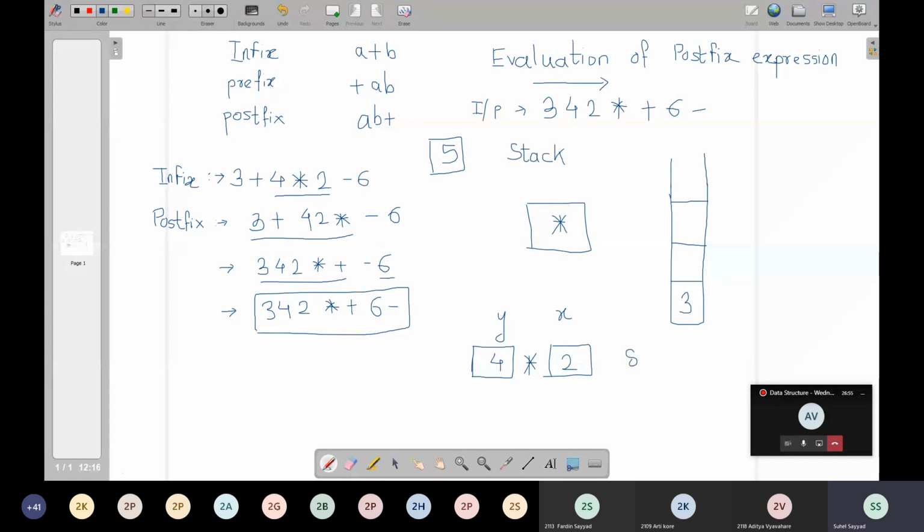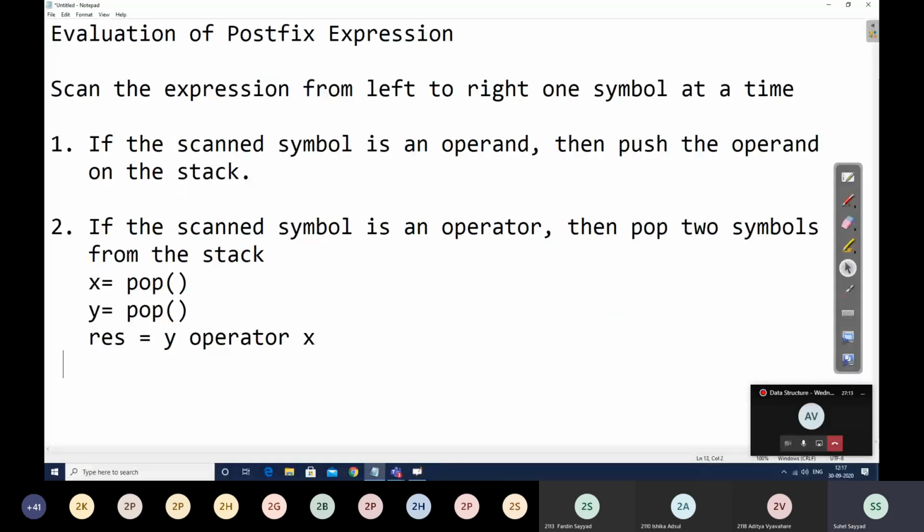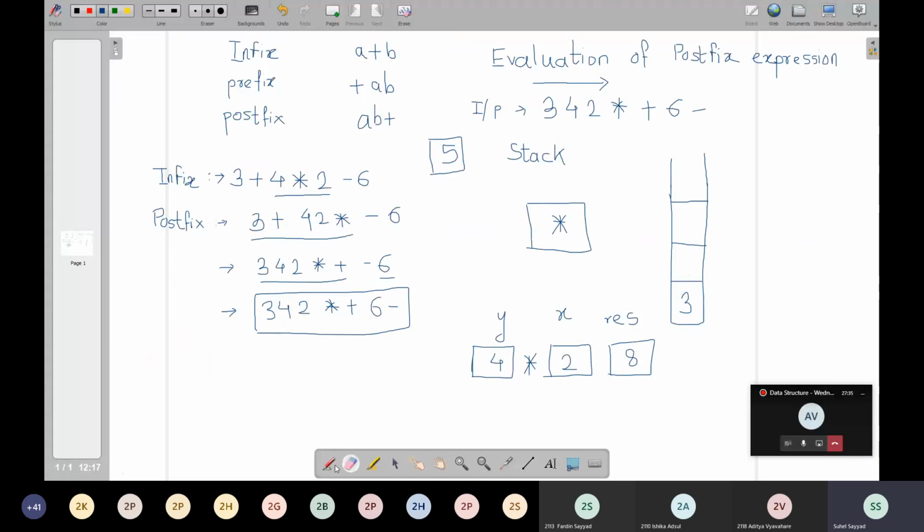Are you getting this much? Is it clear? Now this result, push this result on the stack. After that, what do we have to do? Push this result back on the stack. The result we have evaluated has to be pushed on our stack. What is the result that has been evaluated here? It is 8. So this 8 has to be pushed on the stack.